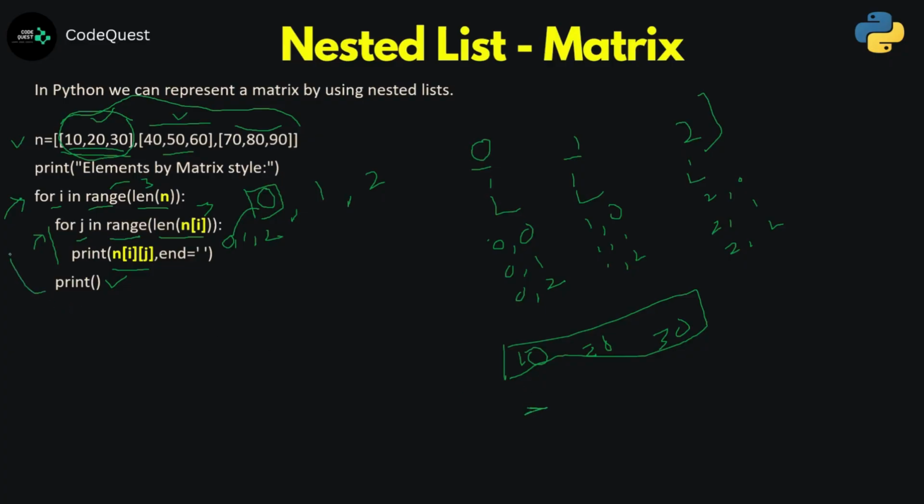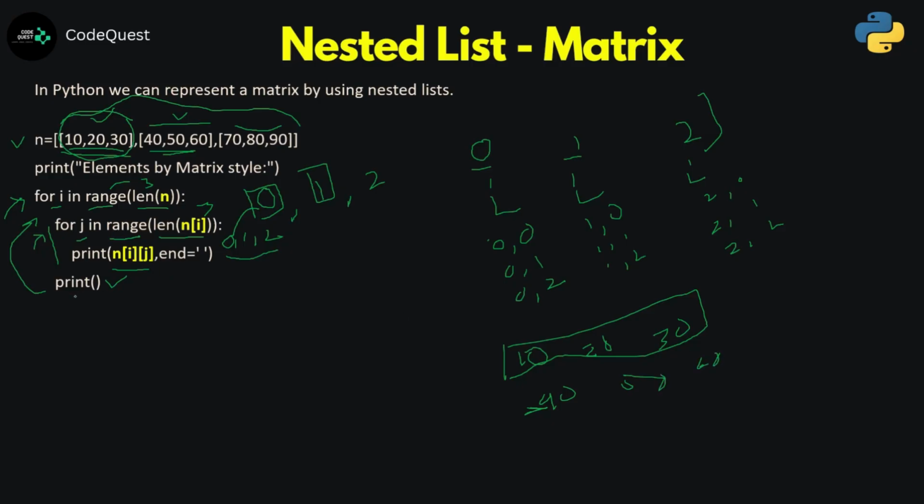Now when we go back to the outer loop, i is updated to what? 1. Now when I check this j loop, len of n of i, n of i means n of 1, the second list, whose length is once again 3. So once again j is going to produce 0, 1, 2. So this combination of i j is like 1, 0, 1, 1, 1, 2. What is 1, 0, 1, 1, 1, 2? They are nothing but your 40, 50 and 60.